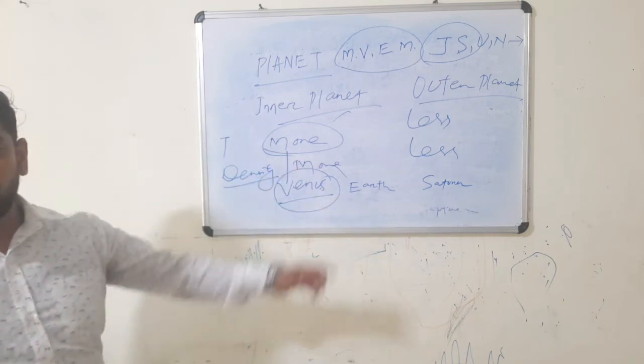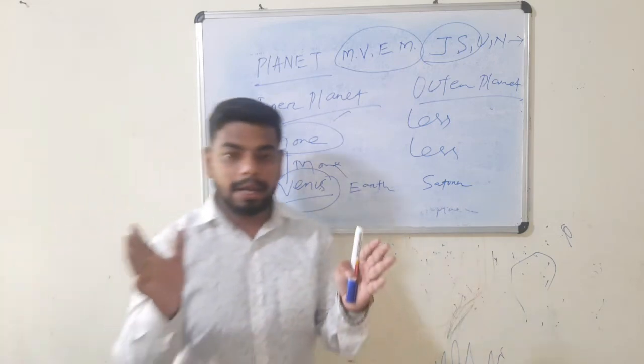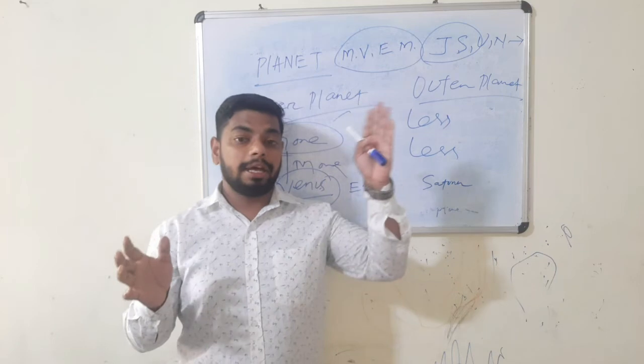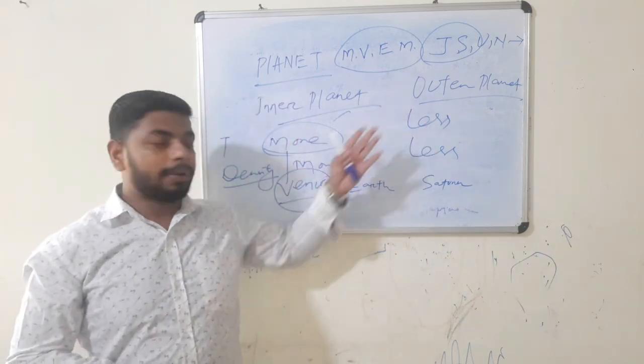So the highest density is of which one? Earth, and the lowest is Saturn. The inner planets are rocky or terrestrial; the outer ones are gaseous or ice giants. Here the density and temperature are more, but they have less.